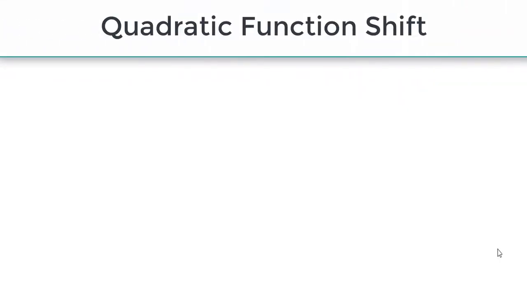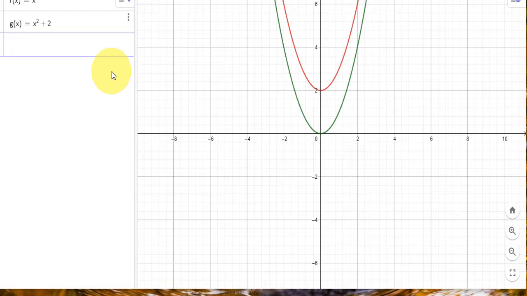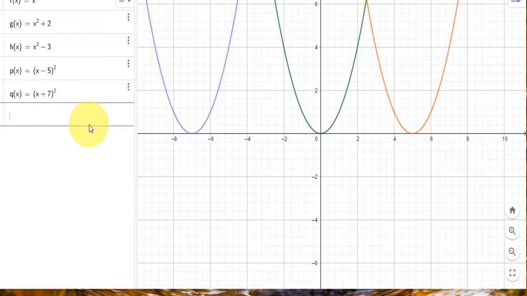Welcome back. Today we're going to continue with the quadratic functions. In the last video, we saw how to transform the parent function y equals x squared. Now, we're going to see how to shift our parabola. We'll see how to move our parabola up and how to move it down. We are going to learn how to move the parabola left or right. And finally, we're going to do both shifts at the same time.